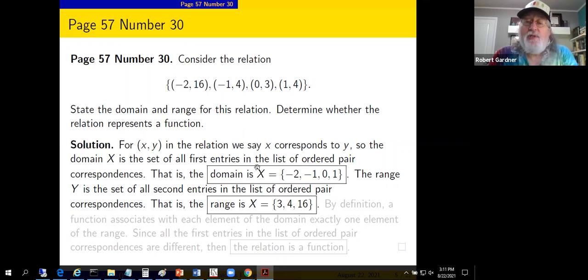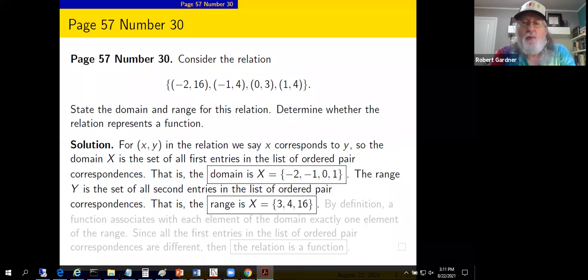The range is the stuff that comes out of that relation. That'd be the second element in the ordered pair. So the range, Y, is the set of all second entries in the list of the ordered pair correspondences. So we get 16, 4, 3, and 4. Let's list them in order. You don't list 4 twice. 4 occurs twice. Don't list it twice. That's not how sets work. We went through that in Appendix A1.